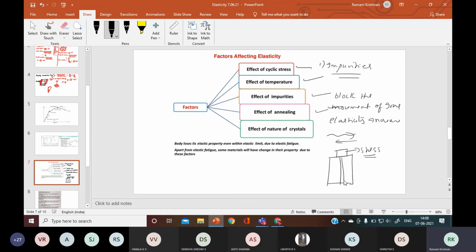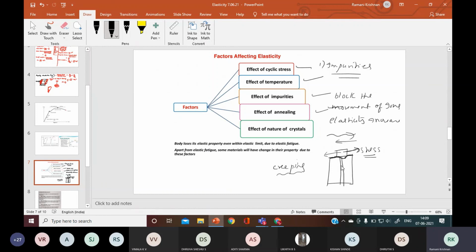If in this cupboard we have kept a heavy load, a suitcase or something, for several years, and then you remove it, what will happen to the cupboard? It must have undergone a small deformation. This is called creeping. Creeping is a deformation a body undergoes due to the constant stress acting on it. The example I gave you is a cupboard.